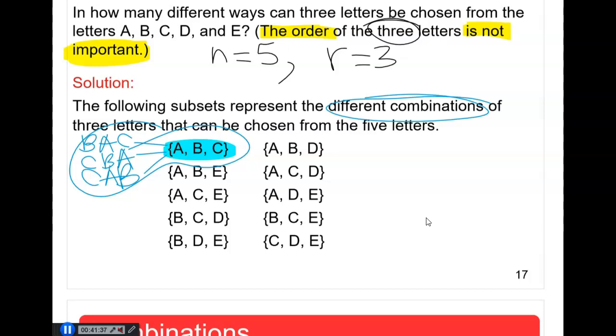So the combinations that we can have will be either ABC or ABE or ABD, or we could have ACE, ACD, and yes, or we could have BCD or BDE. But in this case, the total number will be 1, 2, 3, 4, 5, 6, 7, 8, 9, 10.